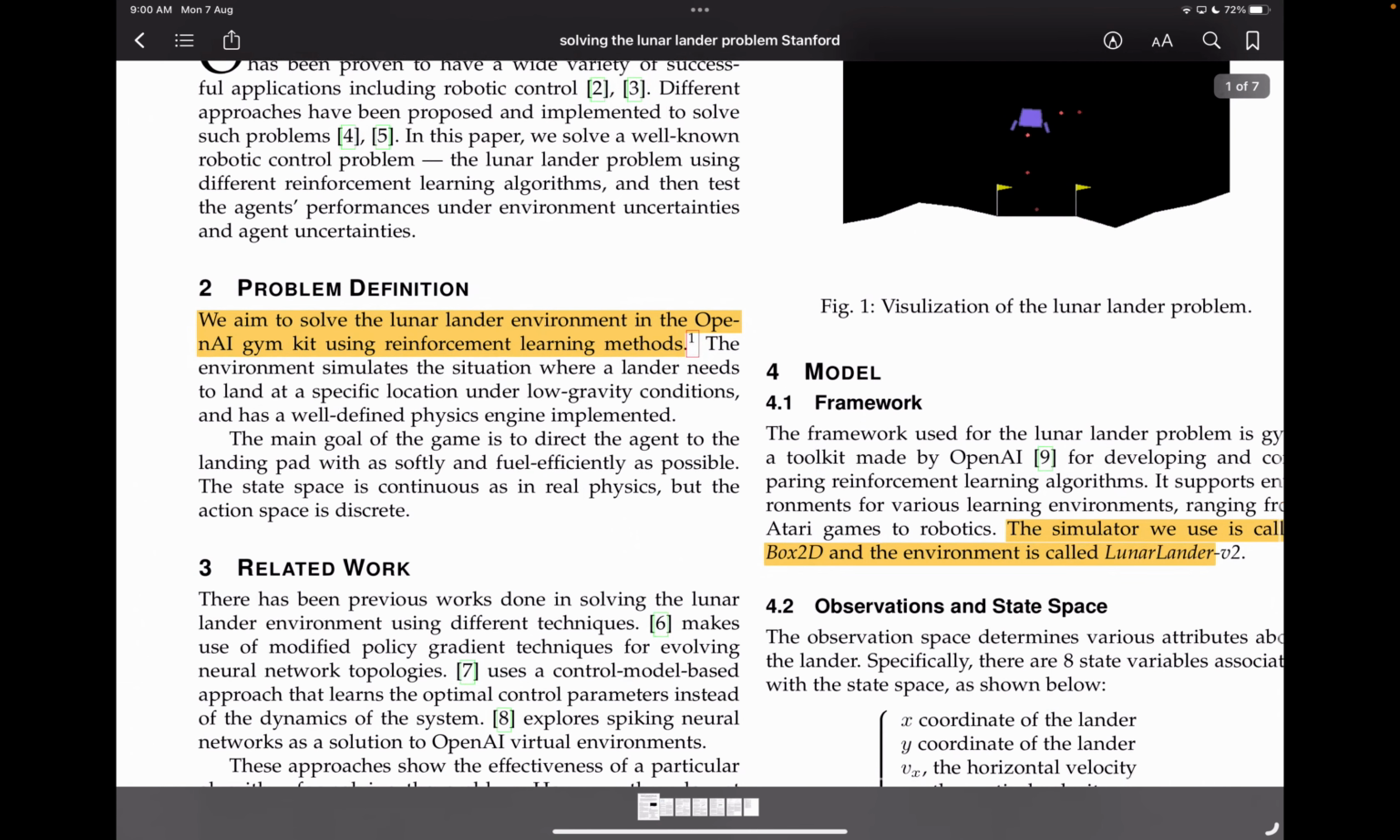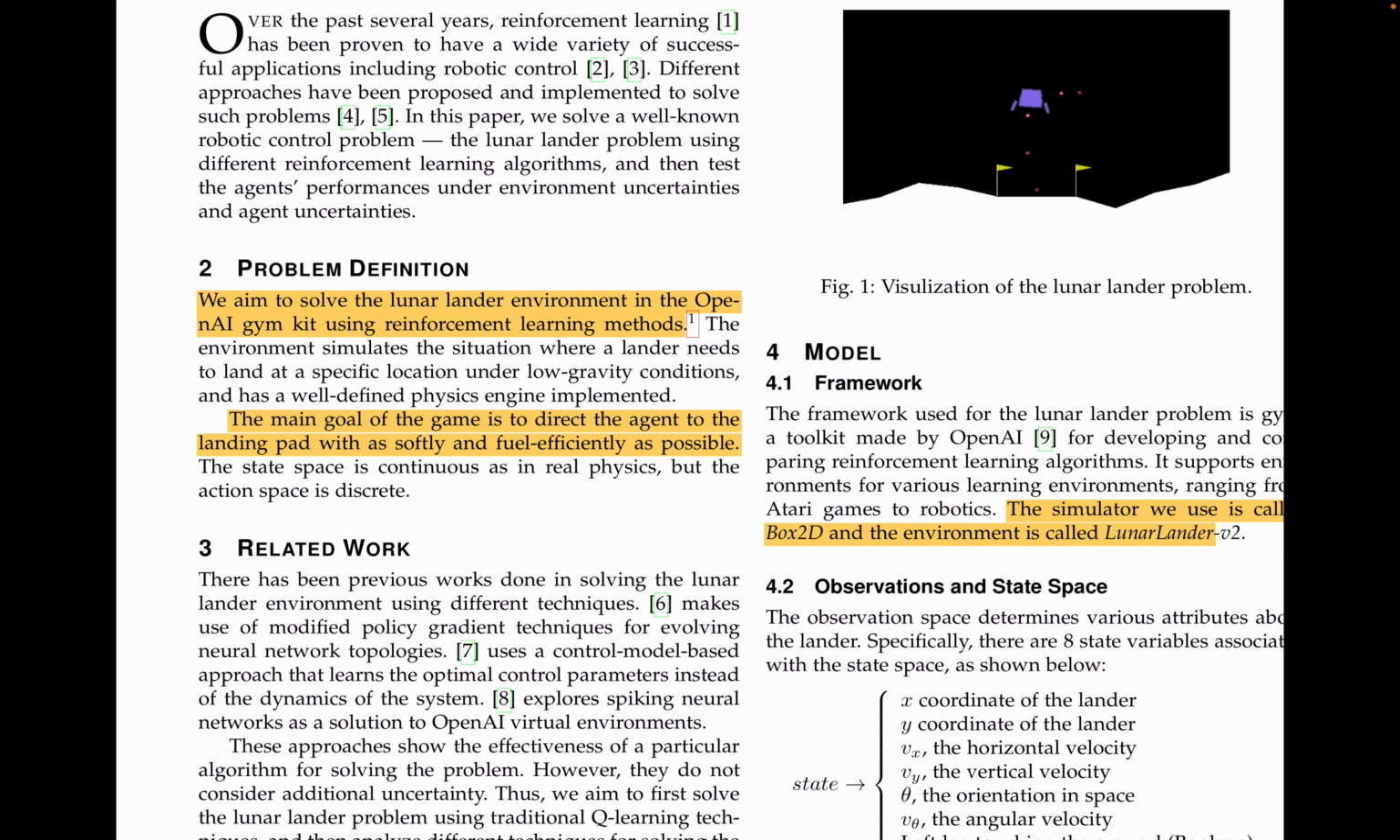But the main aim or goal of this problem is that we want the agent to land on the landing pad as softly as possible and with maximum fuel efficiency, right? So the state space is continuous, as in real physics. The state keeps on changing, so it's continuous. But the action space is discrete. So we have a fixed number of actions that we can take in landing this lunar lander. So we have a continuous state space, but the action space remains discrete, right?